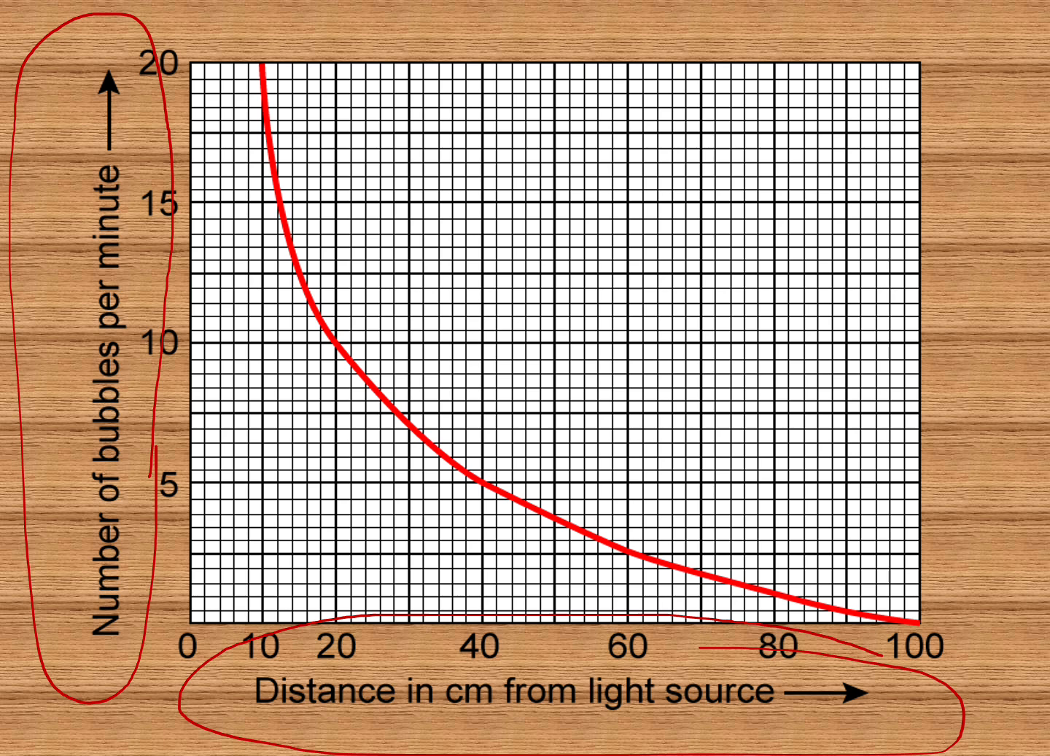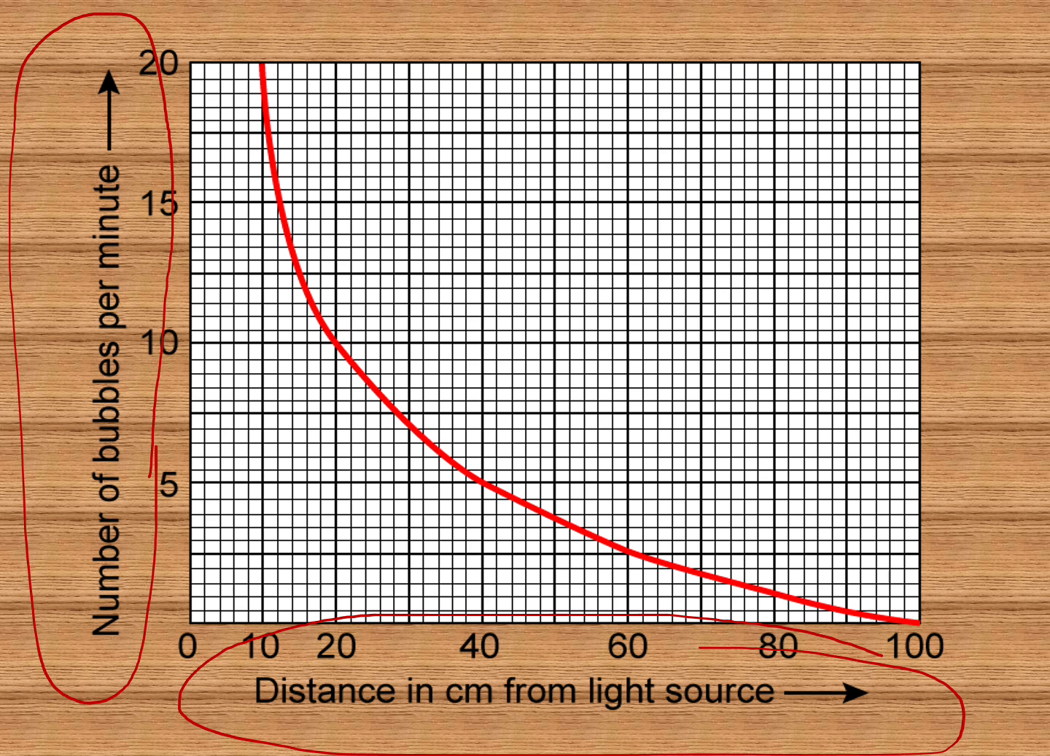Like for example distance. So distance between the plant and the light is not depending upon the number of bubbles. It's not that the bubbles are 5, so the distance will automatically change. Distance is stable. It's not depending upon anything, but the bubbles are depending upon the distance. If distance is less, more bubbles will be formed. If distance is more, less bubbles will be formed. So bubbles are the dependent variable.